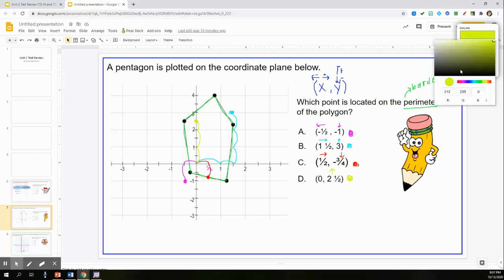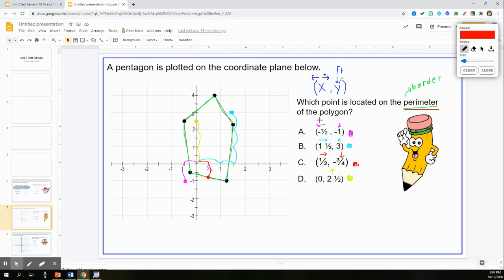So if I go back to my question, it says, which point is located on the perimeter of the polygon? Well, the only point that I graphed that was on the perimeter, or on that border of my shape, was point C. So C would be my answer.